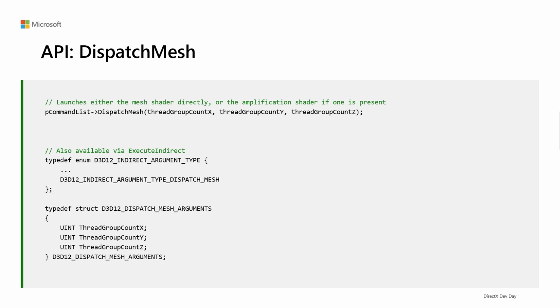You pass in the thread group count that you want, and if you don't have an amplification shader bound, it will just launch the mesh shader directly. If you do have an amplification shader bound, it will launch the amplification shader, which then decides how many mesh shaders it wants and proceeds to launch those. And ExecuteIndirect also has the support you would expect. So you can compute mesh shader dispatches on the GPU timeline and use this indirect argument type, dispatch mesh, to invoke those.